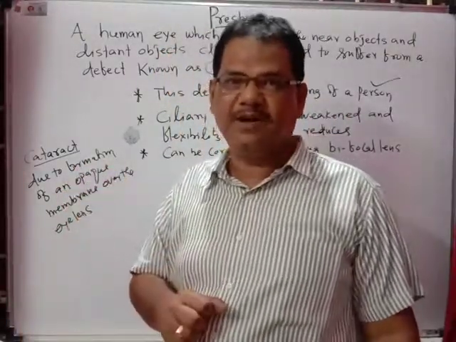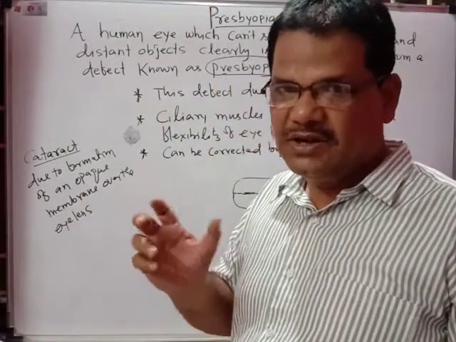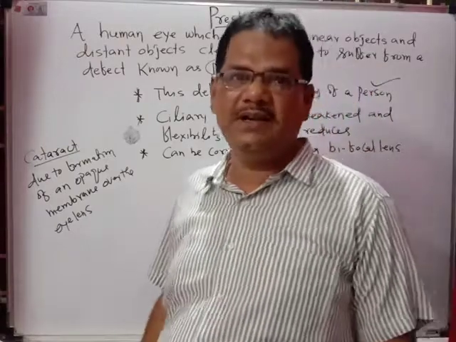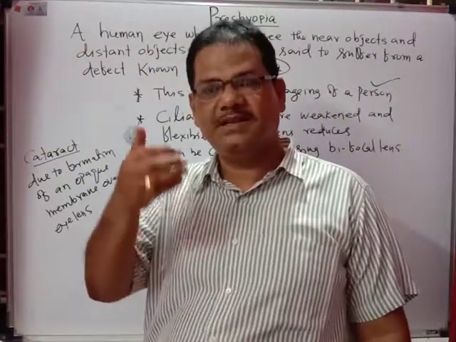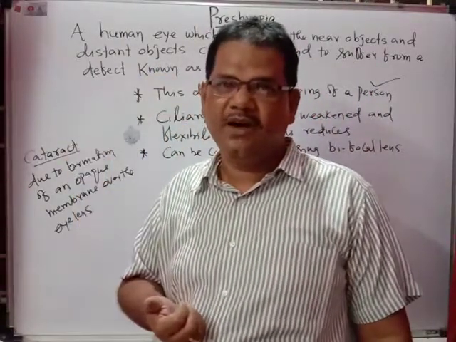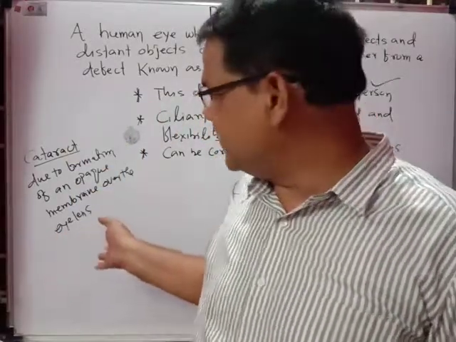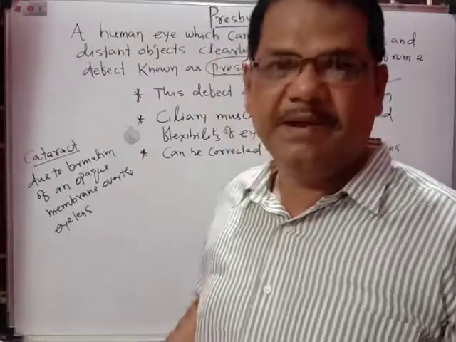The visibility of the object is not clear, particularly in people with this type of defect, and this can be corrected by operation. Just by means of the operation, you have to remove the opaque membrane from the eye lens, and this type of defect can be corrected. Thank you.